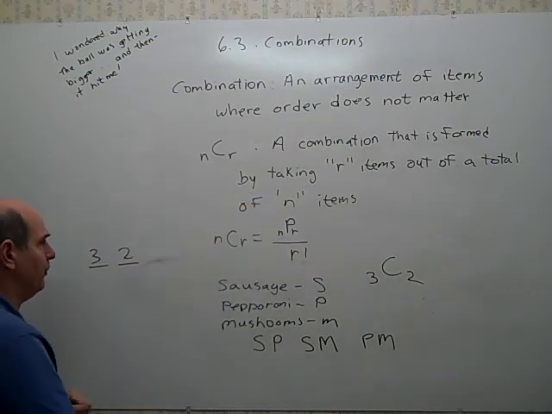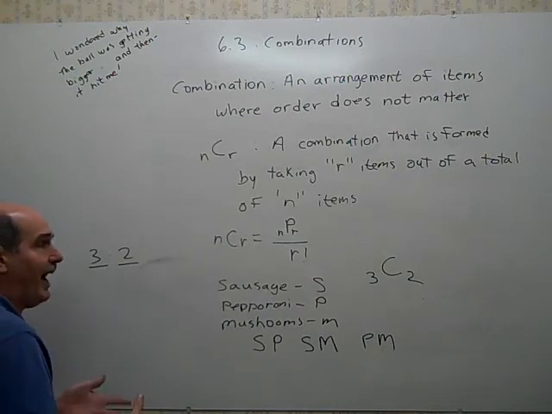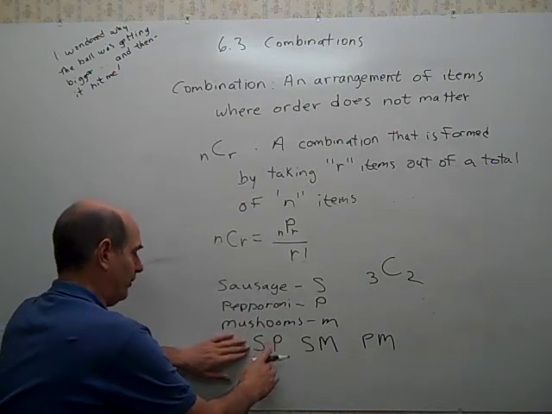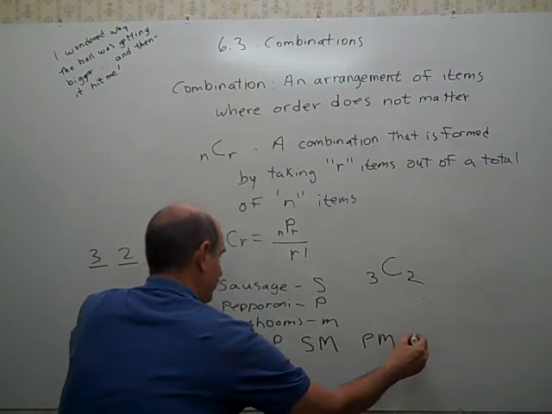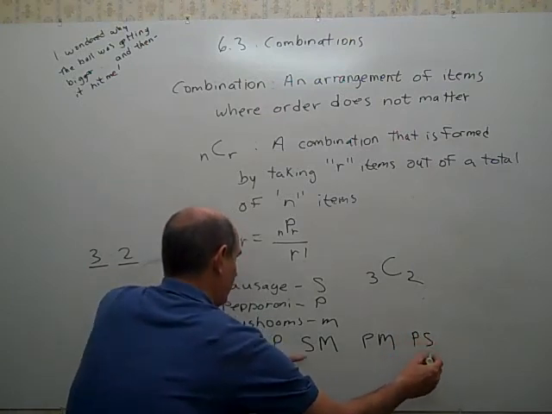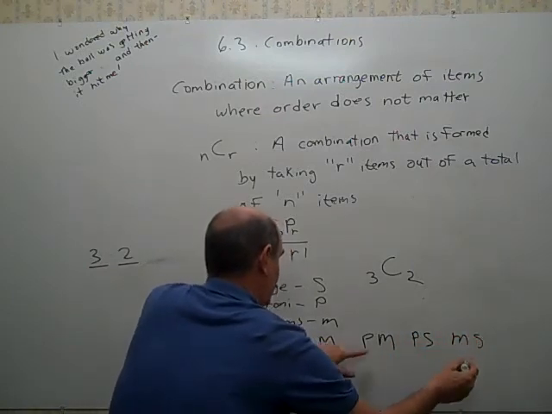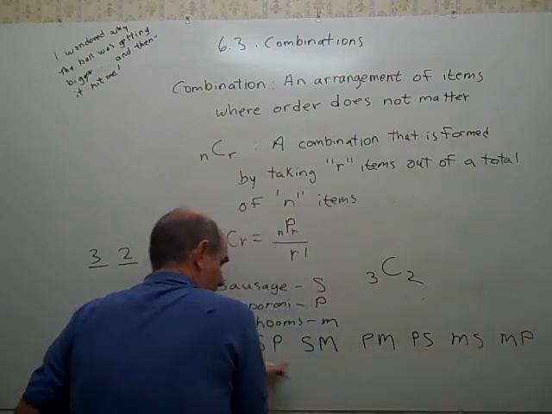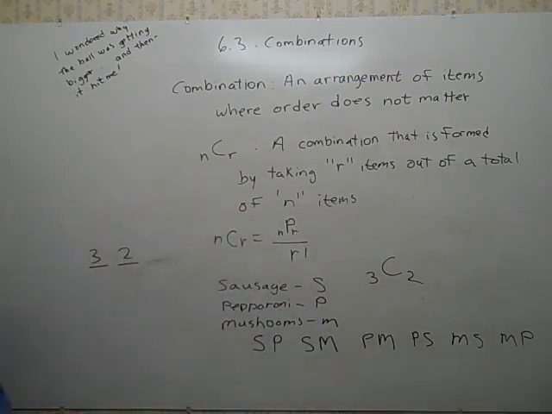But when it's a combination, we have to somehow take out some of those that are considered to be the same. Because the 6 permutations would be, just reflect these, pepperoni sausage, mushroom sausage, mushroom pepperoni. So these are the 6 permutations. If order mattered, that's what it would be.